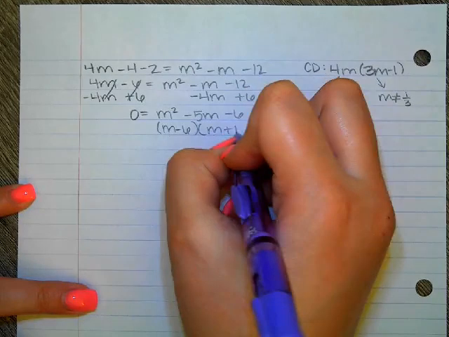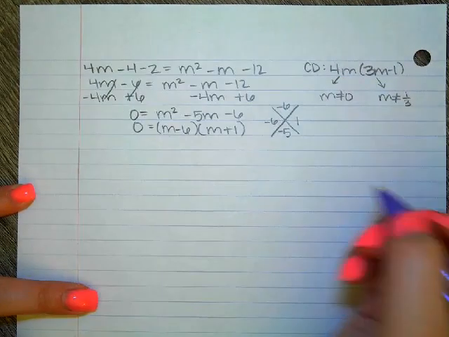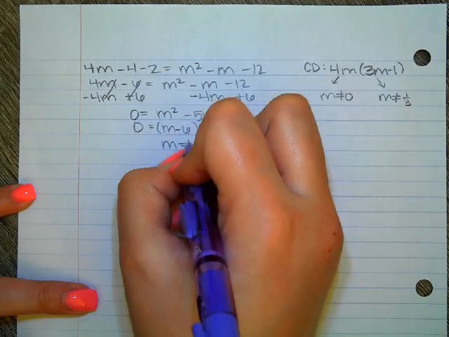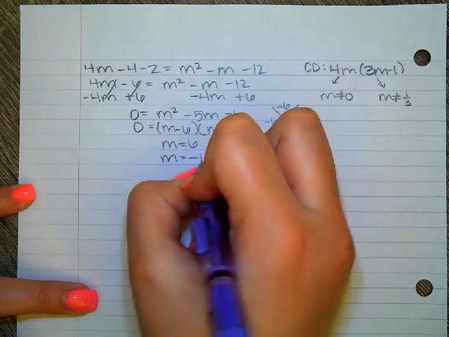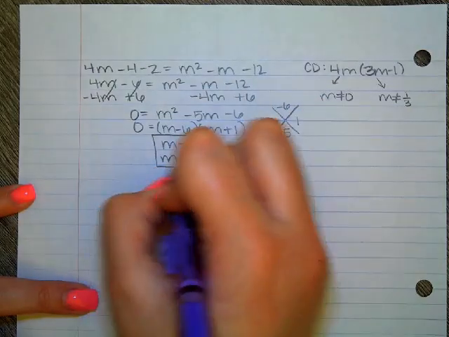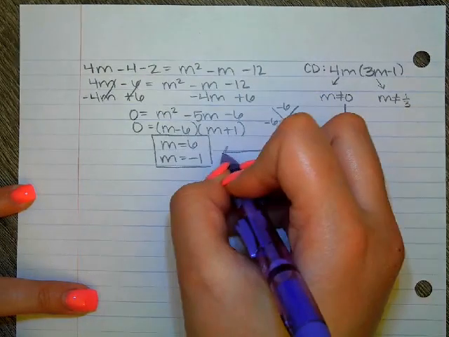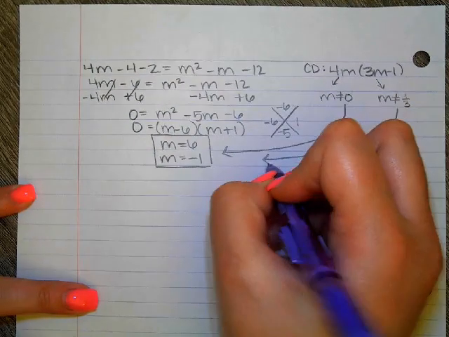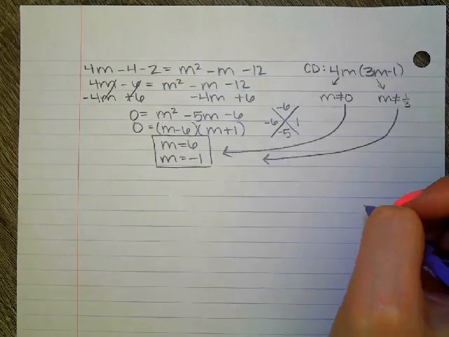So that means that our solutions are positive 6 and negative 1. And those solutions are both good because those solutions are not 0 and 1/3. So as long as they are not the excluded values, those solutions are fine.